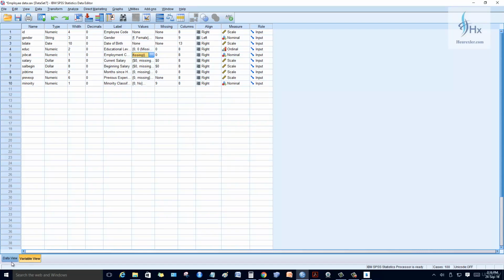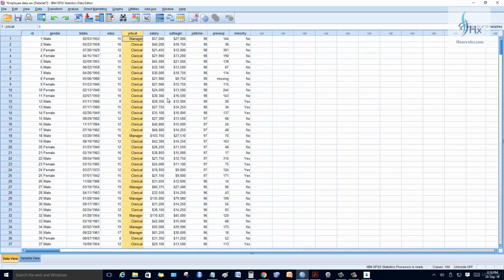So the idea of multiple regression analysis is very clear. When you want to predict one dependent variable, in our case the current salary, by many independent variables like education, job category, beginning salary, job time, and previous experience, then you can perform a multiple regression analysis.